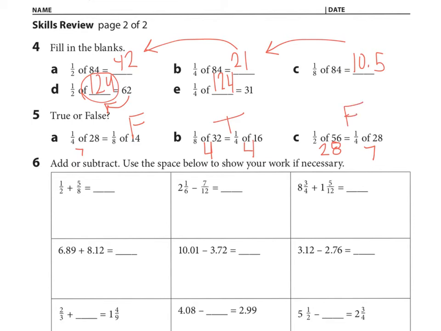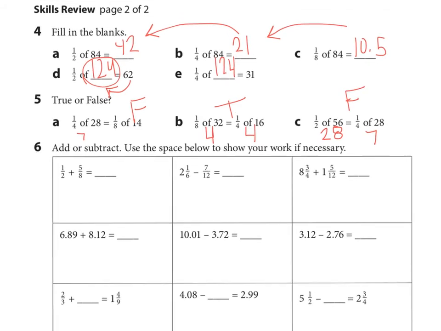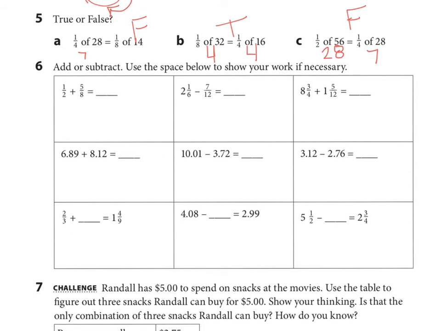Look at number 6. Add or subtract. Use a space below to show your work if necessary. 1/2 plus 5/8. Well, I know that 1/2 is the same as 4/8. So here I have 4/8 plus 5/8 equals 9/8, which is the same as 1 and 1/8.